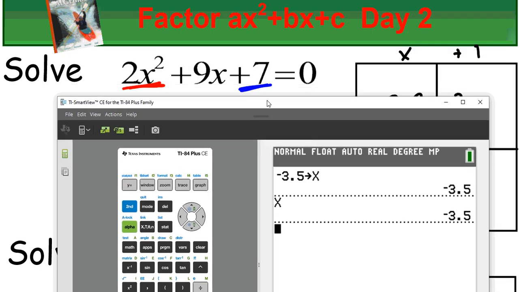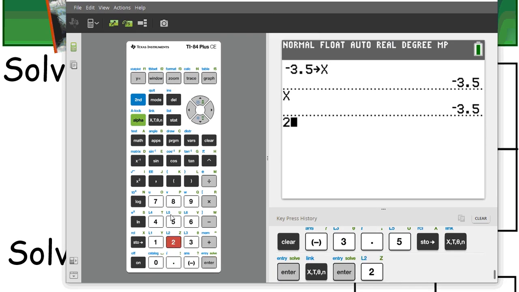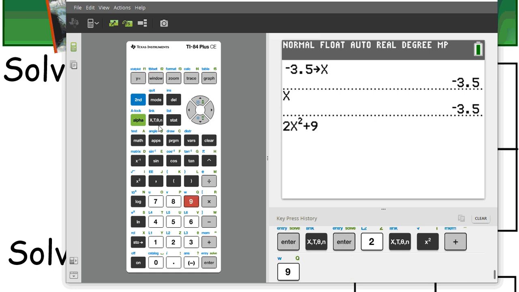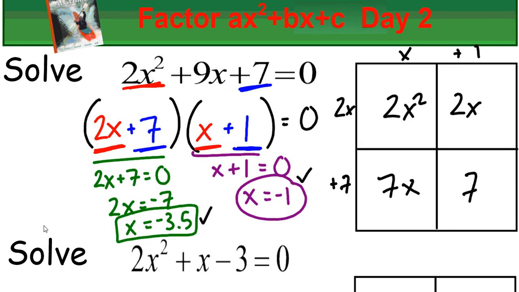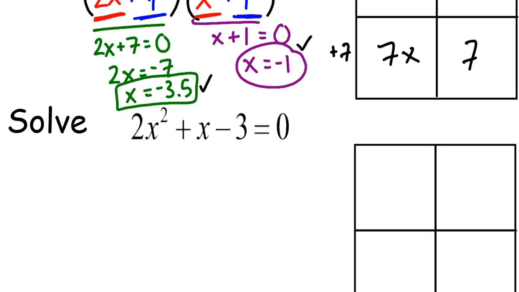It thinks that x is negative 3.5. If we just type the equation in, 2x squared plus 9x plus 7, I'm checking when x is negative 3.5, and it is 0. I could check when x is negative 1. It will work as well. So my two answers are negative 3.5 and negative 1.